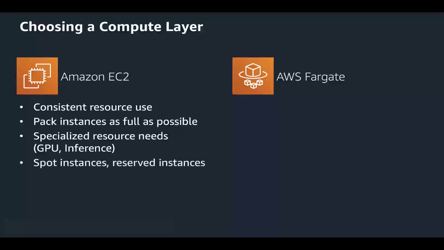To optimize your cost on EC2, consider using spot and/or reserved instances. Reserved instances are a great savings option when you have a consistent workload, and spot instances can provide an even greater discount for containers that can tolerate interruption.